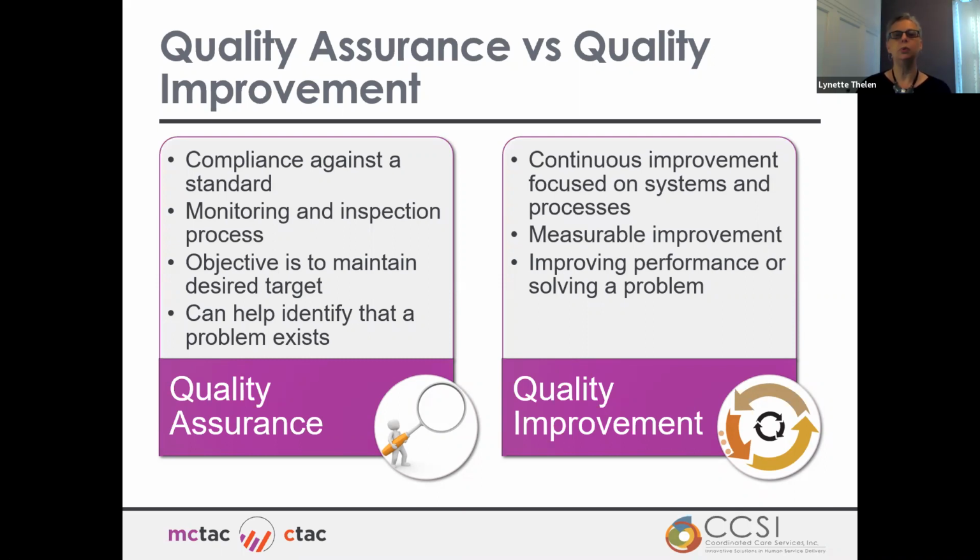When you move to quality improvement, it is not a kind of one and done thing. It's a continuous improvement cycle, and it's focused very much on systems and processes. And out of a quality improvement cycle, you're trying to find measurable improvement. And generally, you're either looking to improve performance or solve a problem. So we need to get our show rates up by 5%. We need our engagement to hit a target of XYZ. Those are quality improvement measures and processes.